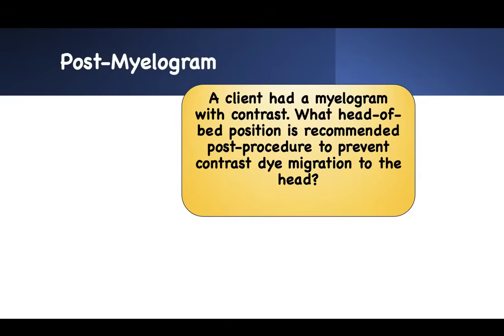This one, we use it for spinal analysis, right? Spinal cord analysis. The client has a myelogram with contrast. What head of the bed position is recommended post-procedure to prevent contrast migrating to the brain? When we inject contrast, studying the spinal cord and the brain fluid and other things, you can have contrast get to the brain. In order to prevent that, what do you think? Head of the bed 30 to 40 degrees, as much as possible. And this is the best way to do that.